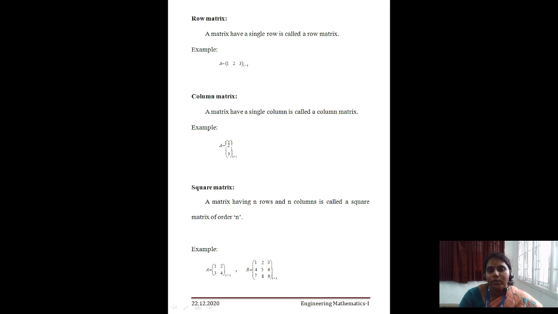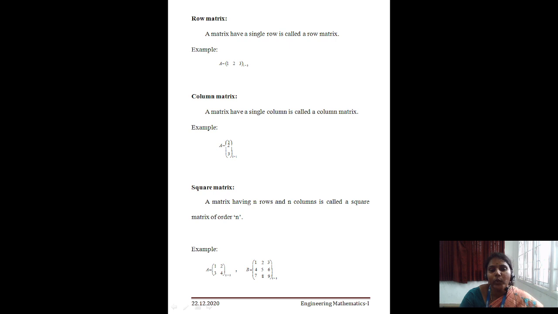Next is the column matrix. As the name suggests, a matrix having a single column is called a column matrix. It has only one column and is arranged column-wise. So A is equal to 1, 2, 3 in a column. The order of this matrix is 3 cross 1. The number of rows is 3 and the number of columns is 1. For a row matrix, the number of rows is 1 and the number of columns is 3.